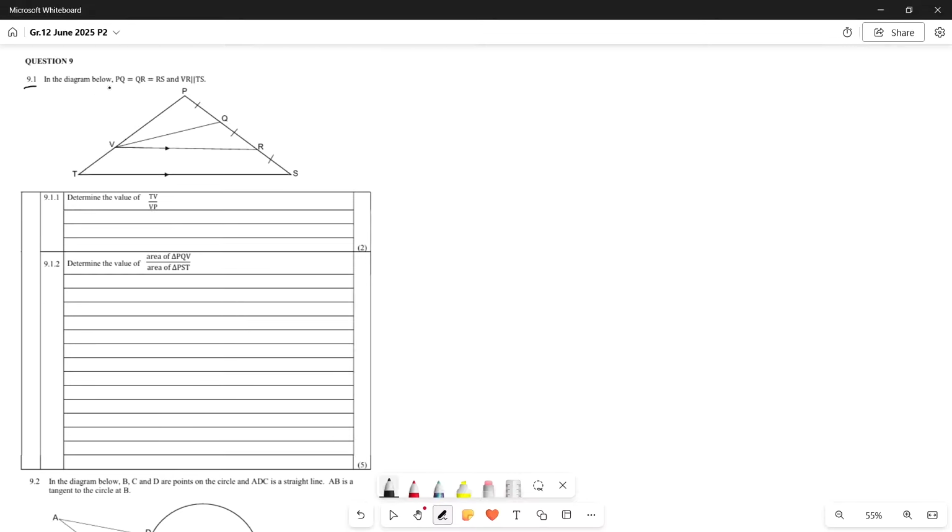Okay, so 9.1, in the diagram below, PQ equals QR equals RS, and VR is parallel to TS. So 9.1.1, they set up to help us with 9.1.2, determine the value of TV over VP. So what we can do, this PQ is X, this QR is X, and this RS is X, which means that this portion here represents 1X, and this portion here represents 2x over there. We can write TV as x over VP as 2x over there, and therefore cancelling out the x's, we have 1 over 2 is the value of TV over VP.